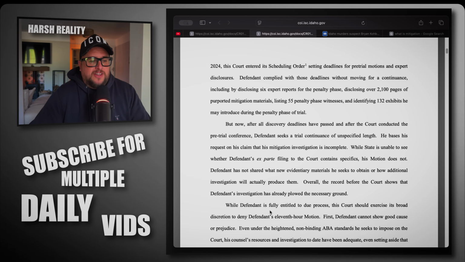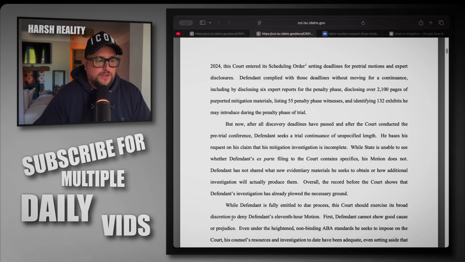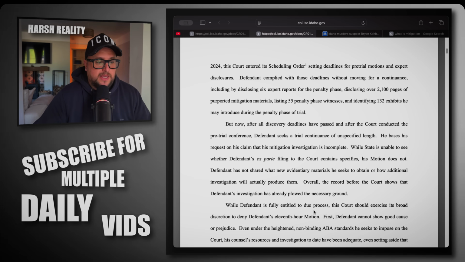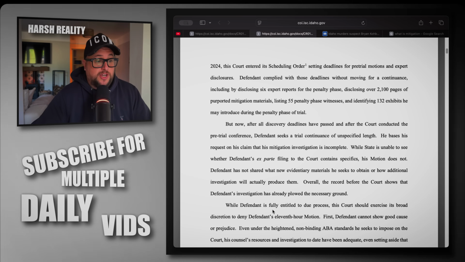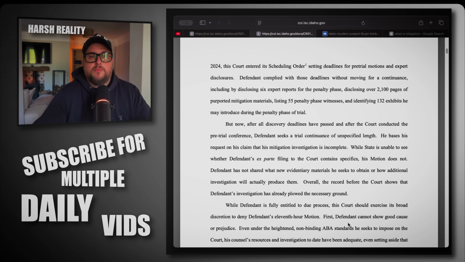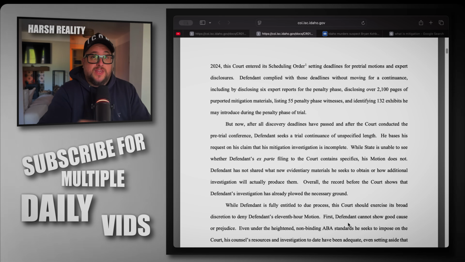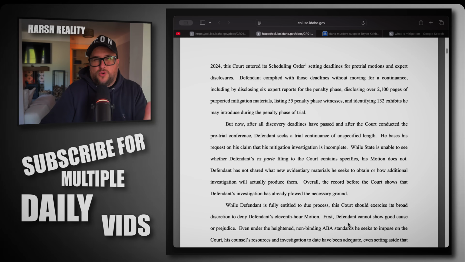Says, while defendant, I'm not going to read all of this, I'm just going to pluck out the important bits. While defendant is fully entitled to due process, yes, he is, absolutely, this court should exercise its broad discretion to deny defendant's 11-hour motion. Basically saying, chucked in at the end. And in video 2 later, we're just going to touch on the back end of this alongside the media and how they're talking about it.